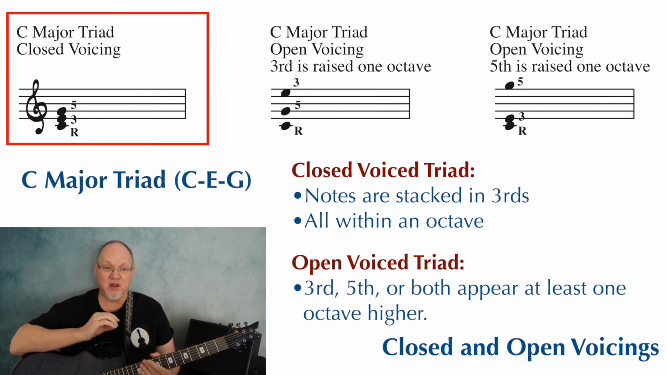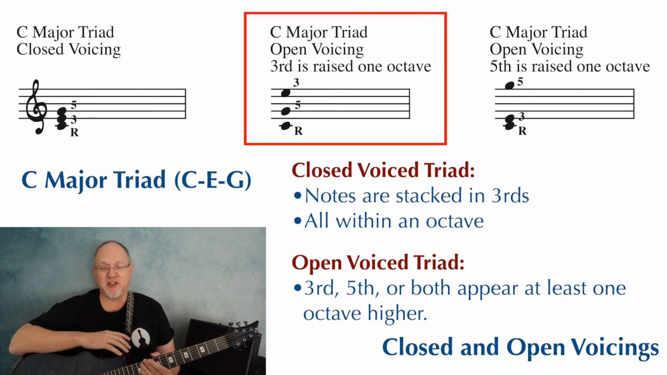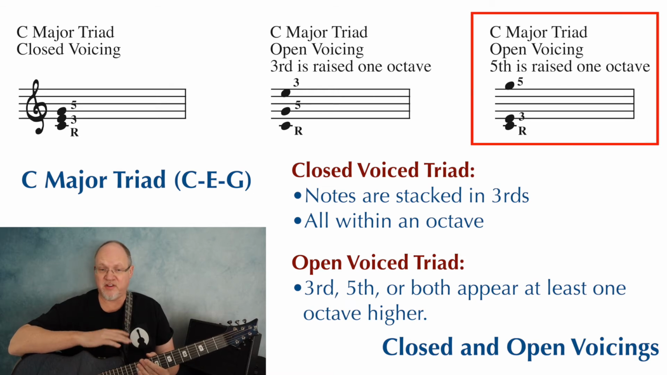We have our root, 3, 5, all stacked up nice and neat next to each other in thirds, within an octave. Here's a C major triad in open voicing. We still have a root and a third and a fifth, but the third has been raised an octave, so the notes are more spread out. This is another C major triad in open voicing. We still have a root, a third, and a fifth, but this time the fifth is raised an octave, so the notes are more spread out.